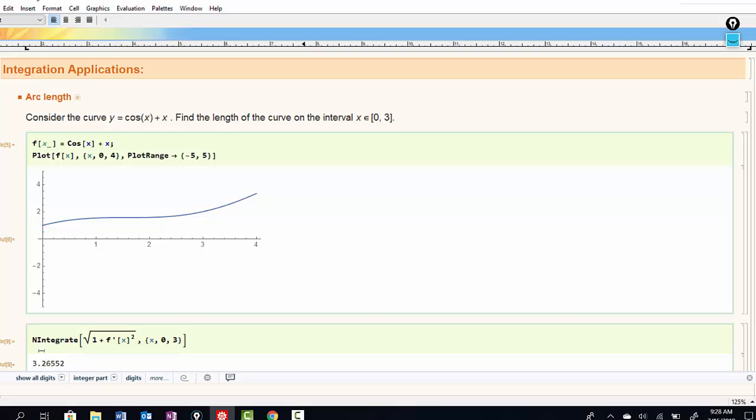I should always think, does this value make sense? Is it a reasonable value? And so if I look back at my curve, I said if I traveled from x equals 0 over to x equals 3 just in a straight line, well, that line would have a length 3. And so for me to go vertically a little bit, I would expect a value that's slightly bigger than 3. So my value of 3.26552 certainly seems reasonable.